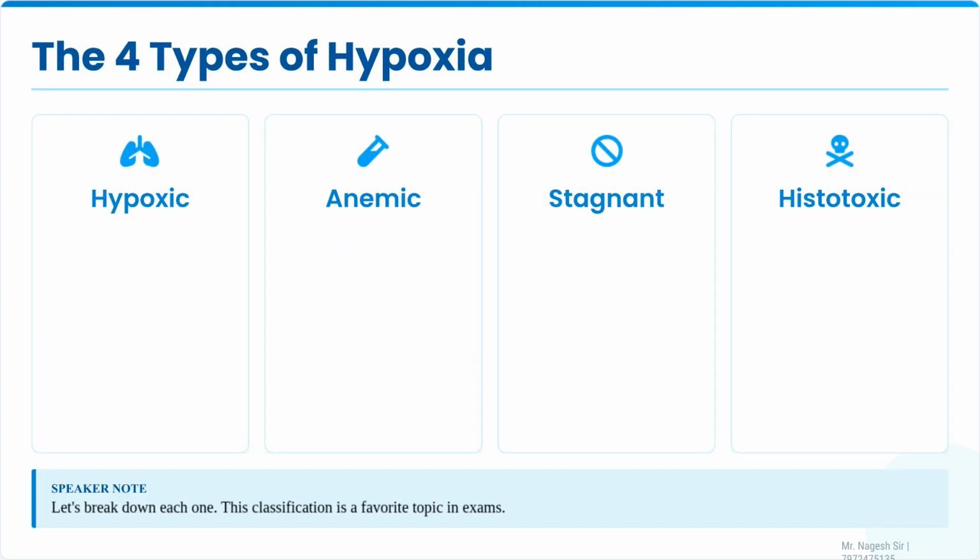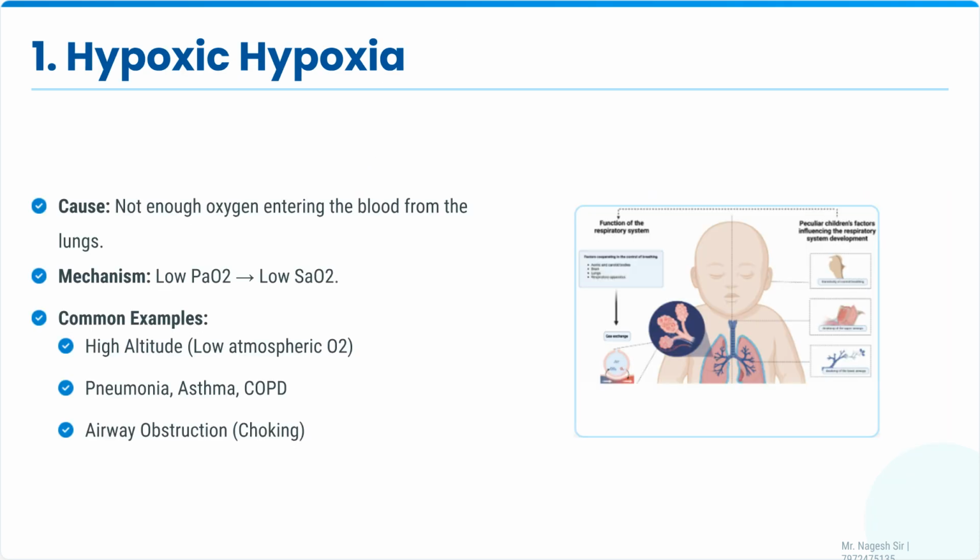The four types of hypoxia are hypoxic, anemic, stagnant, and histotoxic. Hypoxic hypoxia is caused by insufficient oxygen entering the blood from the lungs. Examples include high altitude, pneumonia, asthma, and airway obstruction.